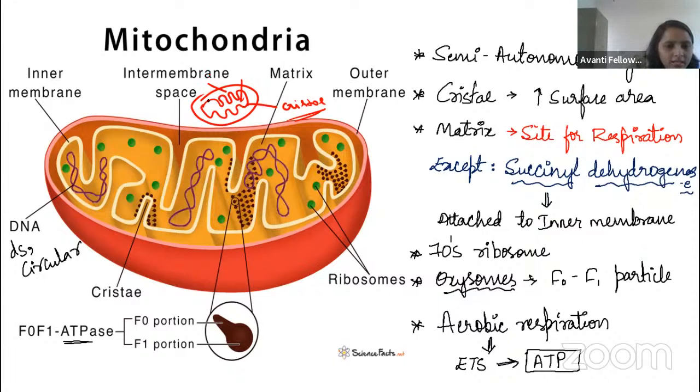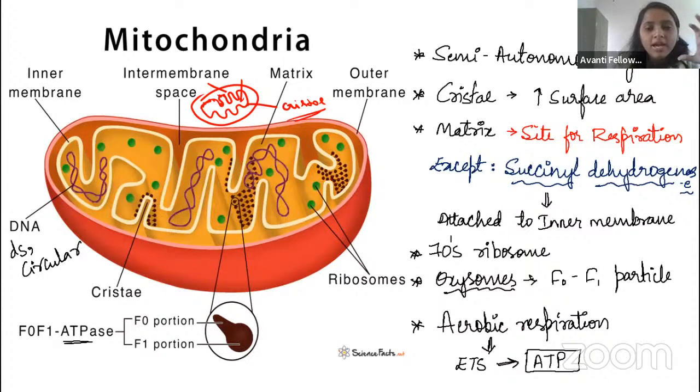The inner membrane has the proteins required for ATP synthesis and the electron transport chain. Okay. So now let us come to the inner side, that is the matrix. In the matrix, it has DNA. Which DNA does it have, guys? Tell me, whether it has linear DNA or circular DNA. It has circular double-stranded DNA.